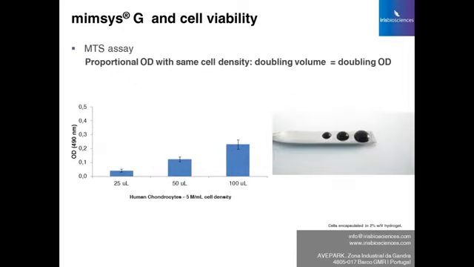Also, we've tested diffusion of MTS in different sizes of the hydrogel. So here we have an example of hydrogels of 25 microliters, 50 or 100. And when we have 5 million cells per milliliter of density, we see a progressive doubling of metabolic activity as we double the volume. So we have no problems with diffusion of the metabolite throughout the hydrogel.